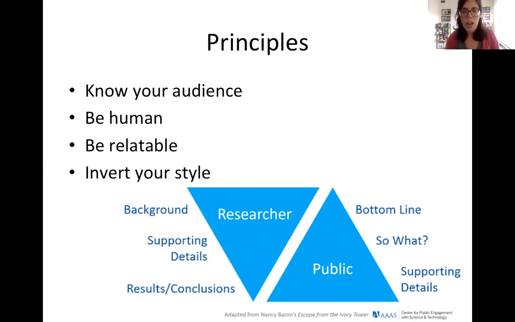And you want to invert your style. So for researchers, we always start with a little bit of background, and then we give a lot of supporting details, and then we spend the majority of our time talking about our result and our conclusion. For the public, you want to flip that around. You want to start by telling them the bottom line. What did you find? What are your results? What are your conclusions? You then want to give a medium amount of so what, why should I care, those background information, and then you want to give supporting details at the very end. So you want to think about reversing what you are normally talking about.